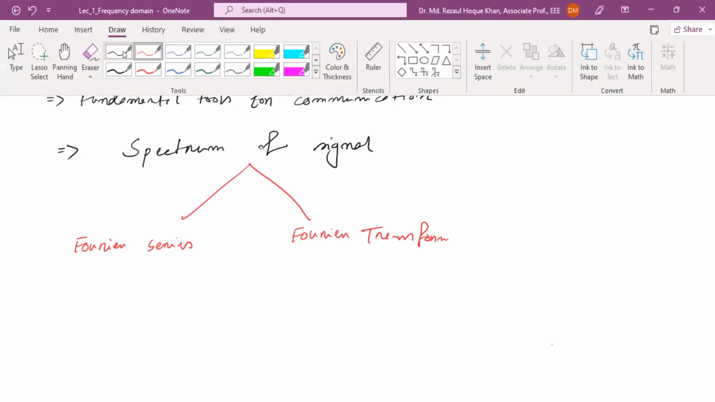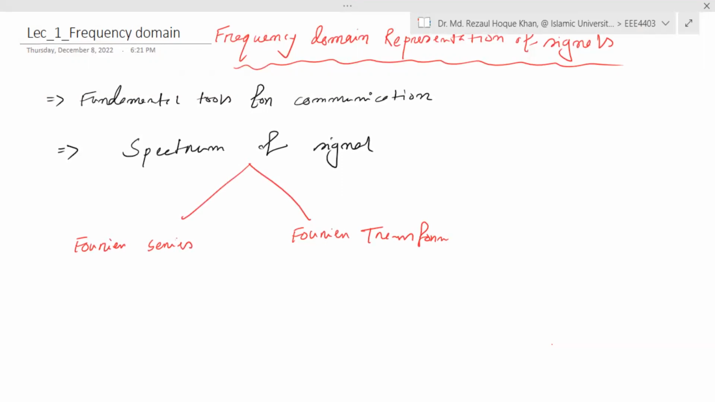In your signals and system course, you will get the detailed idea of both of them. For the purpose of analog communication, only Fourier series will be considered. The Fourier series is expressed discrete in frequency, and the Fourier transform is continuous in frequency.